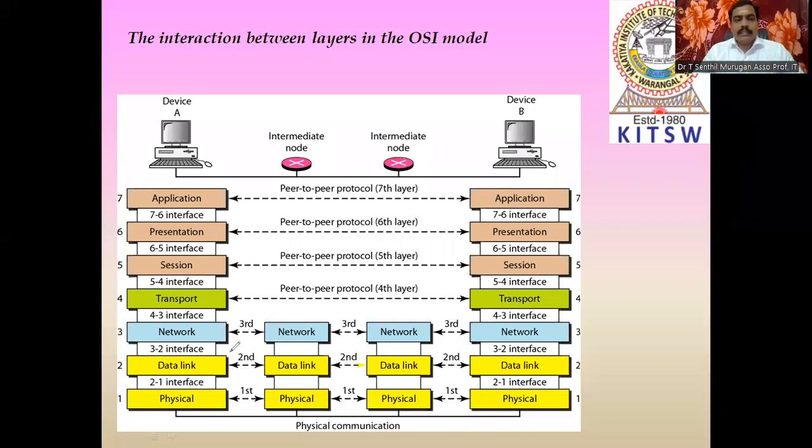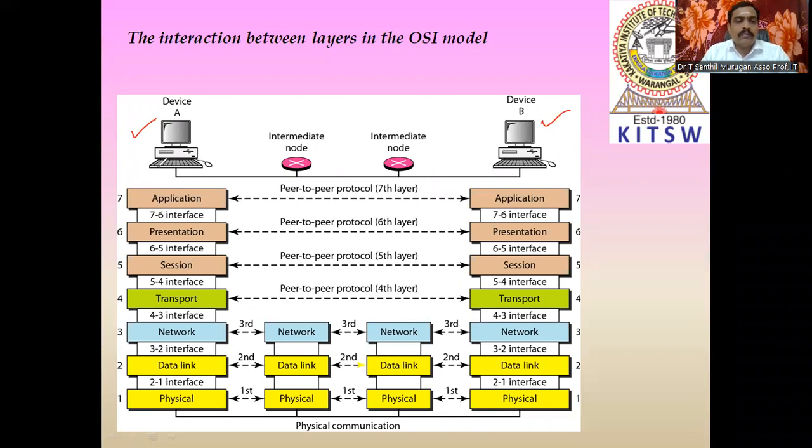Now you can see this diagram, how the layers communicate. This is device A and device B. In between these two devices, how the message or information is transferred. So the 7 layers, how it is working. Here you can see that the interfaces between these layers are the 7-6 interface, 6-5 interface, 5-4 interface, like that. Each layer has interfaces.